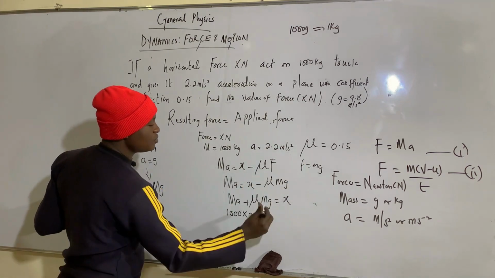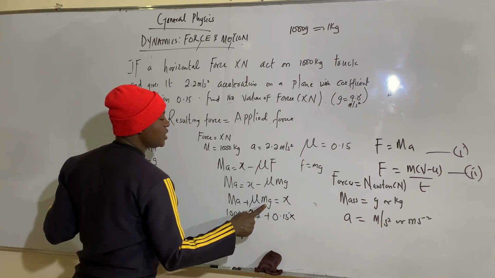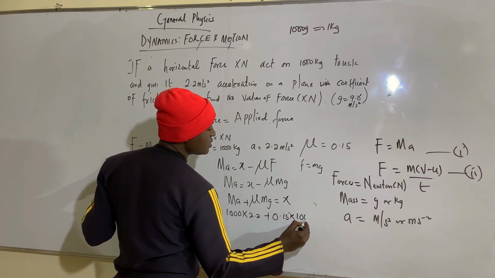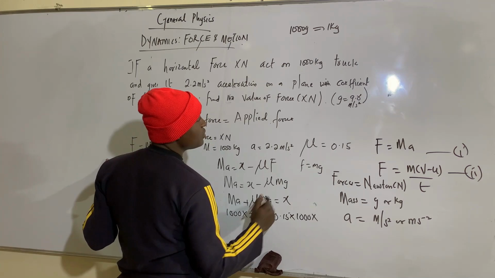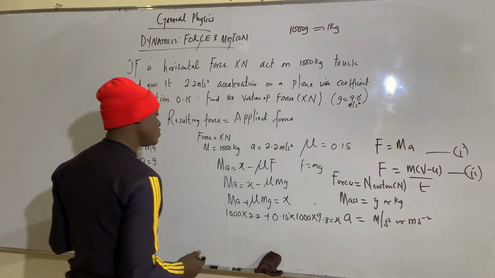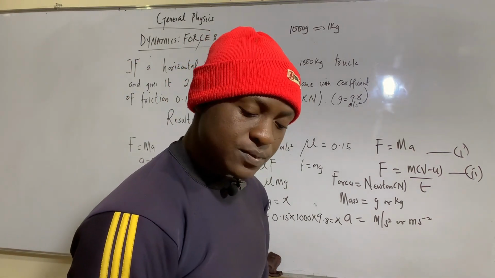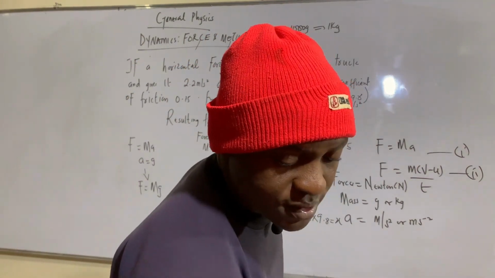As our friction, we have it to be 0.15 multiplied by the mass, which is still 1,000, multiplied by the g that we are given from the problem. We are asked to use 9.8. Then everything is equal to x. So please, you should use your calculator to check the result of this.